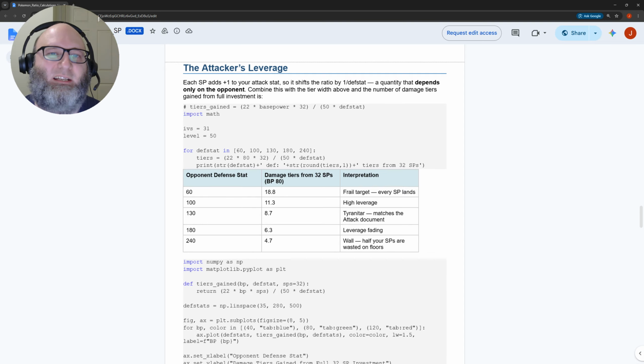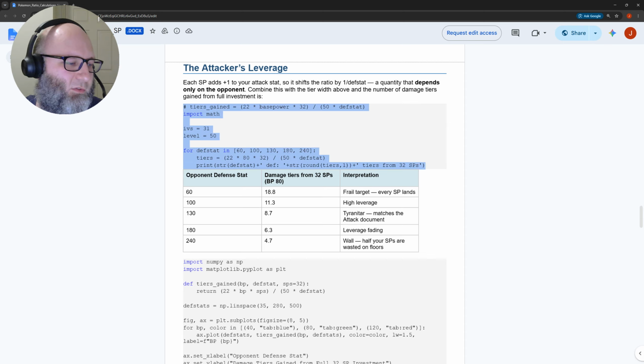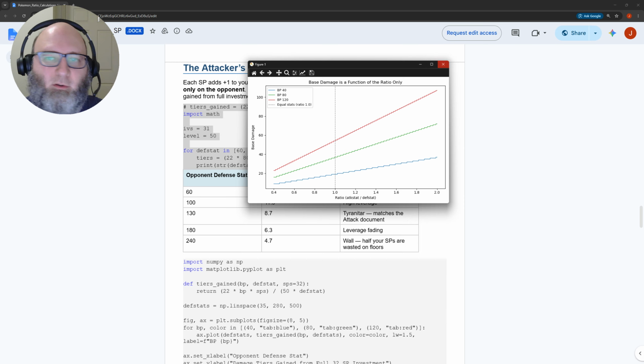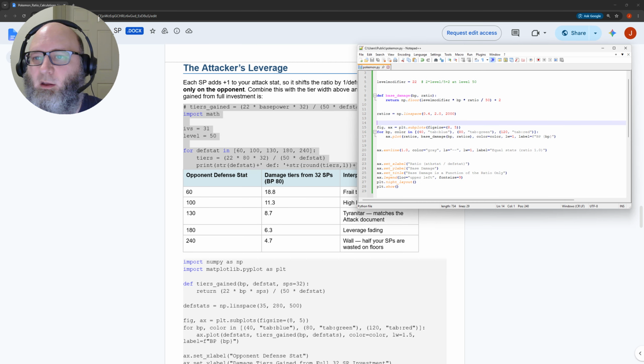Let's talk about the attacker's leverage. Each SP adds +1 to your attack stat, so it shifts the ratio by 1 divided by def stat, a quantity that depends only on the opponent. Combine this with the tier width above, and the number of damage tiers gained from full investment is visible via this block here.